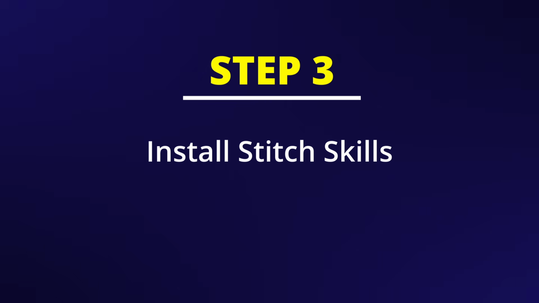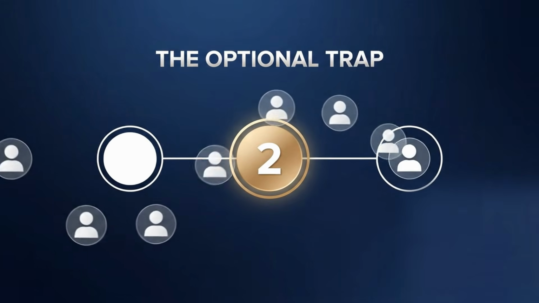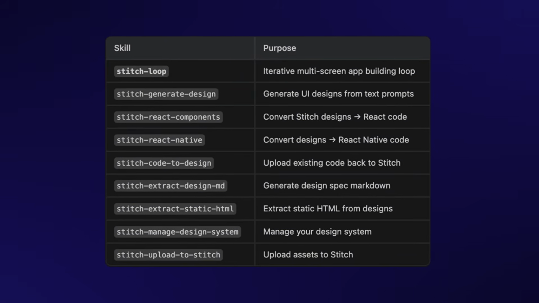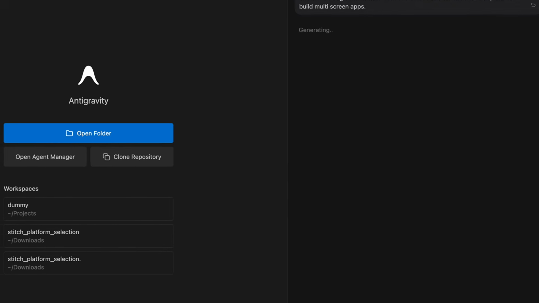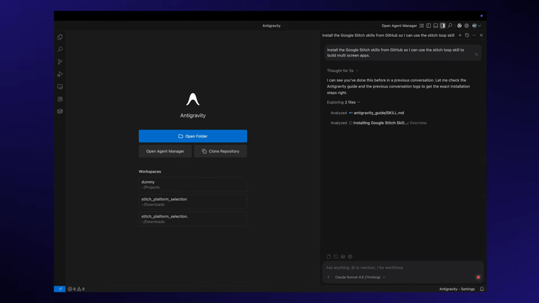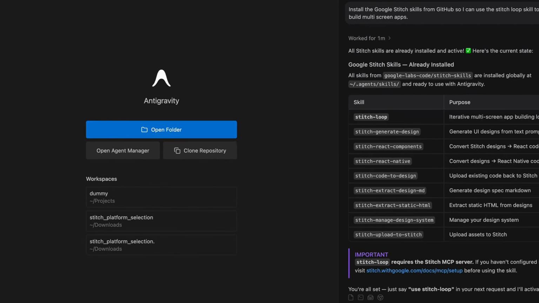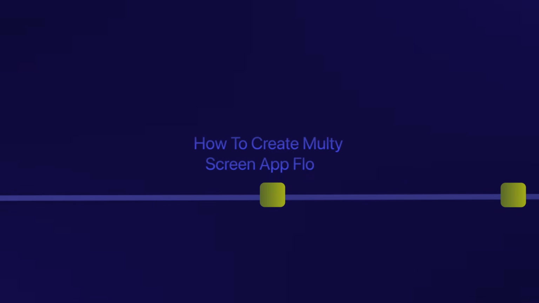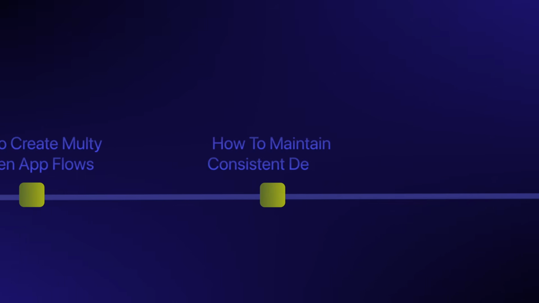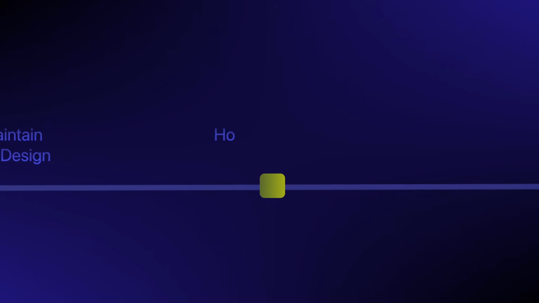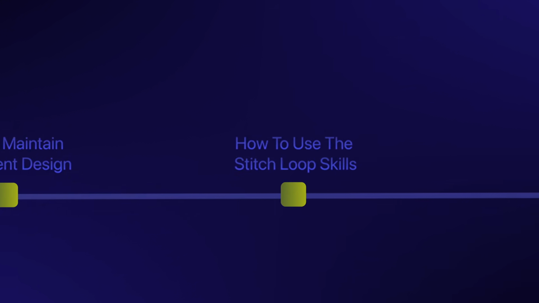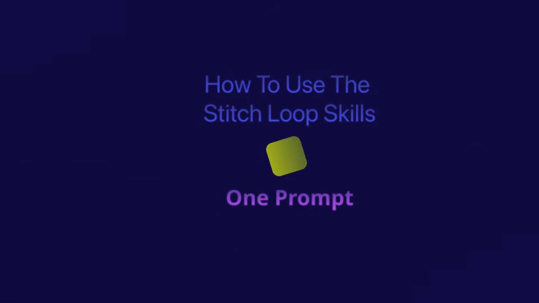Step 3. Install Stitch Skills. Okay, now this next step, a lot of people skip it because it sounds optional. Please don't skip it. We need to install the Stitch skills. So think of skills like extra training you give Antigravity. Right now it knows Stitch exists, but with skills, it knows exactly how to use Stitch properly, how to create multi-screen app flows, how to maintain consistent design, and most importantly, how to use the Stitch loop skill, which is the thing that builds our entire app from literally one prompt.